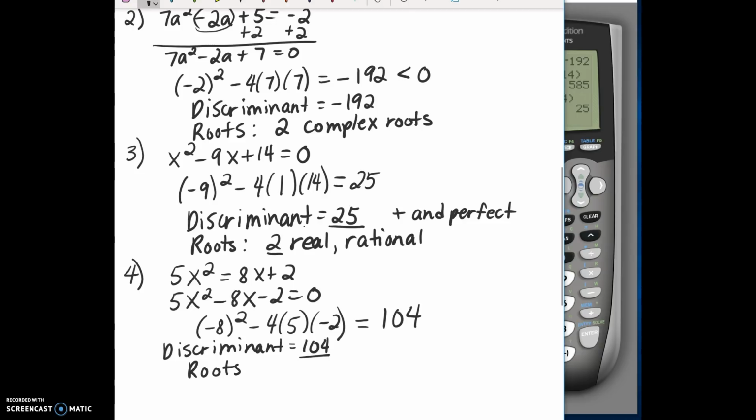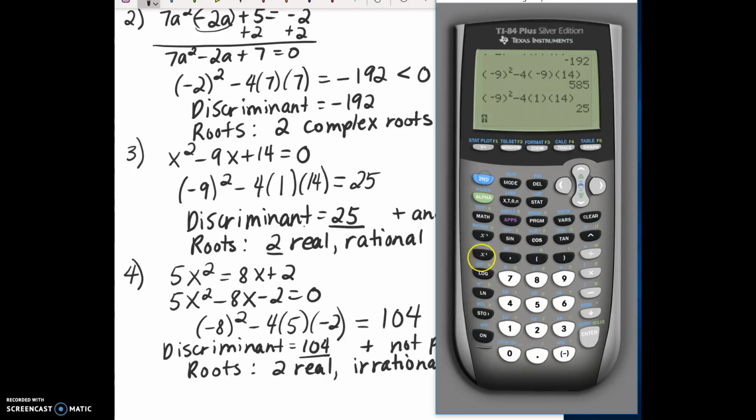This is also positive, but not perfect, or not a perfect square. So that means you will have 2 real, but instead of rational, it will be irrational. And if you think about it, if you put in the square root of 104 in your calculator, you get that decimal that doesn't repeat and doesn't end. But if I did square root of 25, you get the nice result of 5. So the nice result is your rational. The one that's not repeating and is a crazy decimal, that is your irrational number.